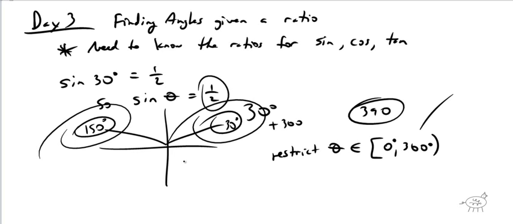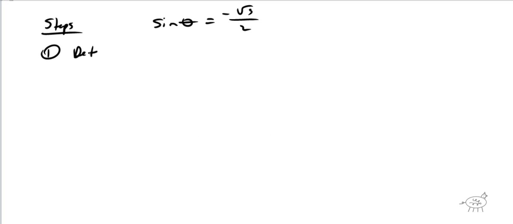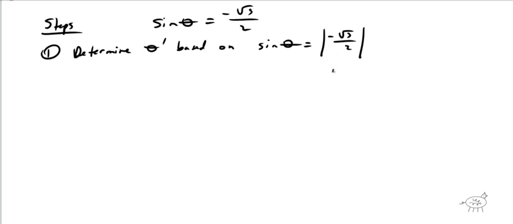Let's talk about some steps to actually do these kinds of problems, because they're really not difficult as long as you know the ratios. Let's do it on this one: sine of theta is equal to -√3/2. The first step is to determine theta prime based on the absolute value of sine of theta, which is √3/2. We're taking that -√3/2, but really we're using the positive value, because I don't want to be caught up with positives and negatives yet. We'll use that in a second. Right now you're just asking, the sine of what is √3/2? And you should say that theta prime is equal to 60 degrees, because the sine of 60 is √3/2. So that's the first step: we find the reference angle.